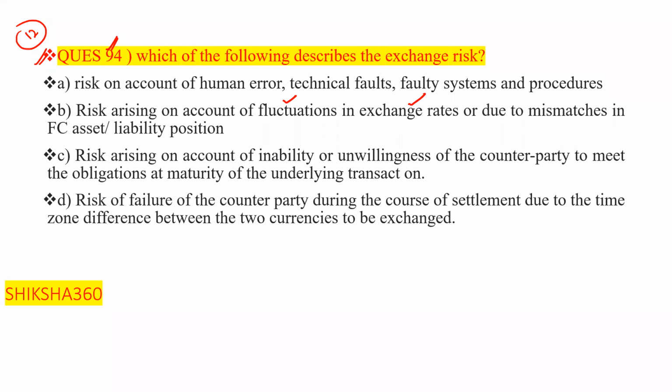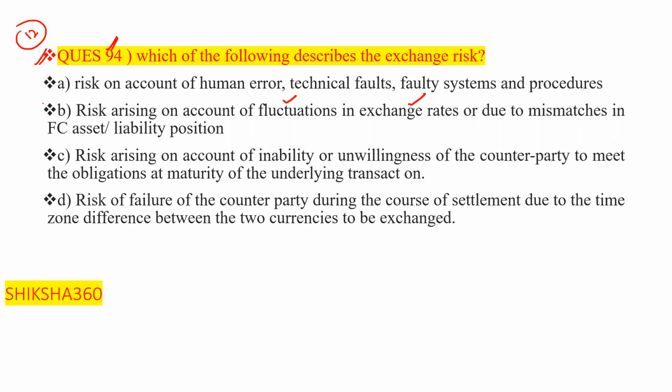The last one is risk of failure of the counterparty during the course of settlement due to the time zone difference between the two currencies to be exchanged. So what is the correct answer of this question?